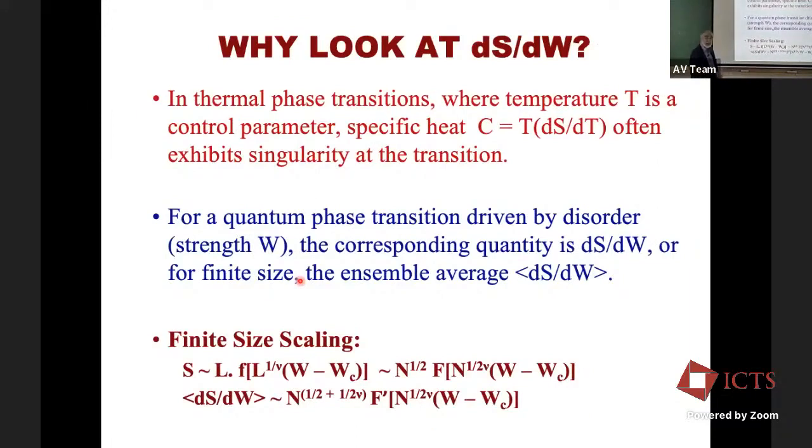So there's one thing more that we can do, okay? If we believe that dS/dW is the right thing to look at, and it scales, and it's a second order phase transition characterized by a diverging length scale with an exponent nu, then you could do finite size scaling. So entropy, since it's linear in L at large L, and we are trying to do the large L part, we would expect that near the transition it should be L times some function of L to the 1 over nu times (W minus WC).